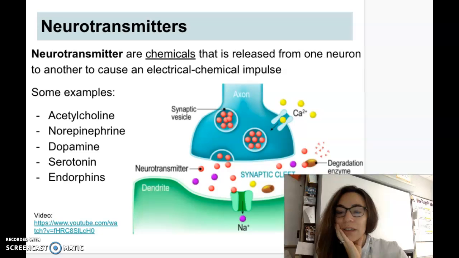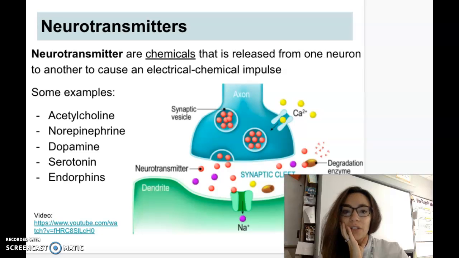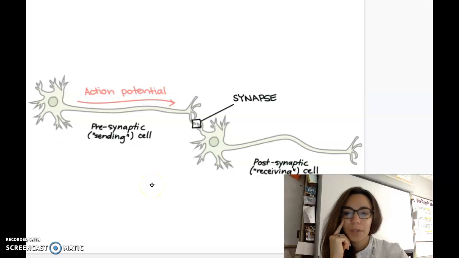Okay, so just so you have a definition, neurotransmitters are the chemicals that are released from one neuron to another to cause the electrical chemical impulse. Some examples that you may have heard about: acetylcholine, norepinephrine, dopamine, serotonin, endorphins. These are all neurotransmitters that can be released from one neuron into the synapse and bind to the next neuron to send a particular signal. Okay, and if we look here, we can kind of see where all this is happening.